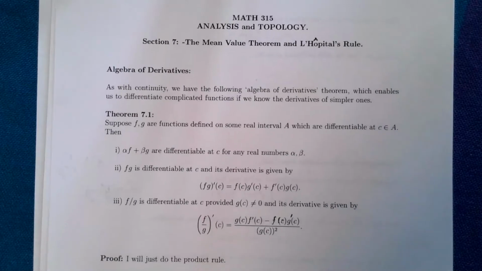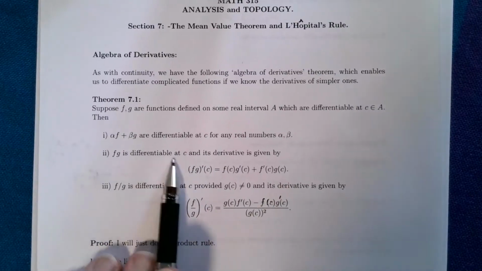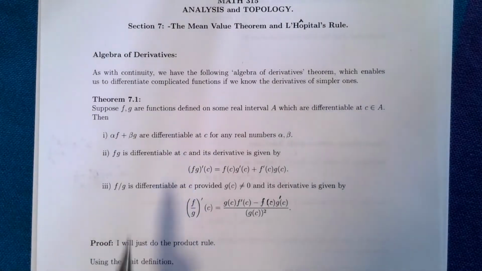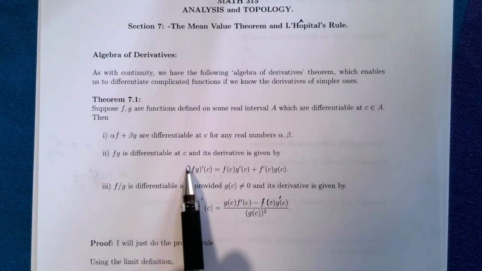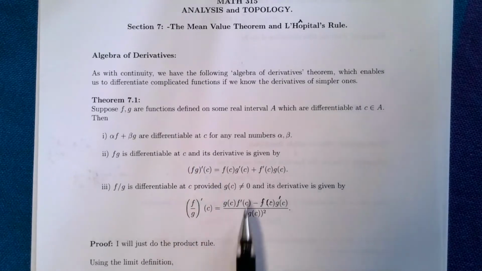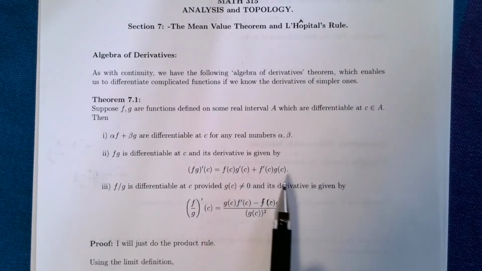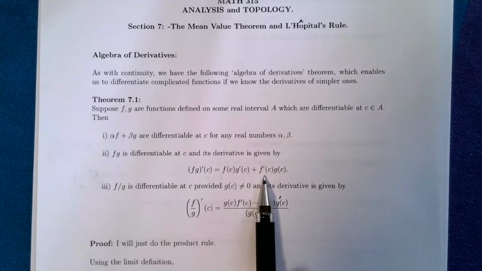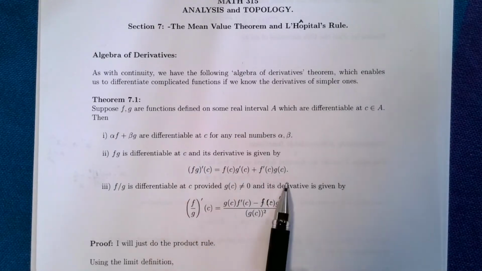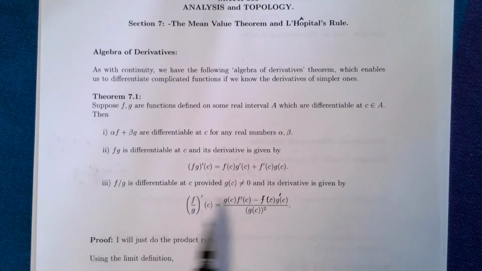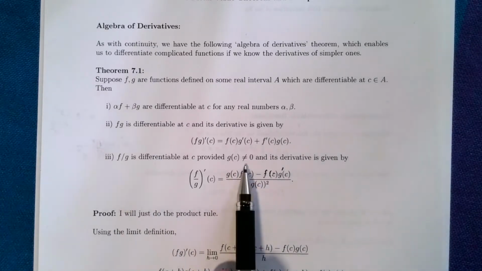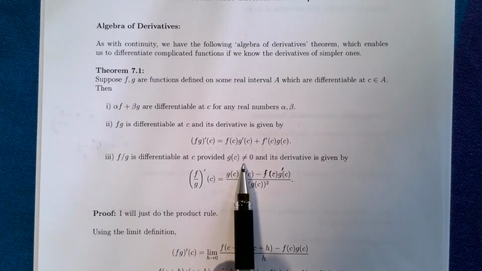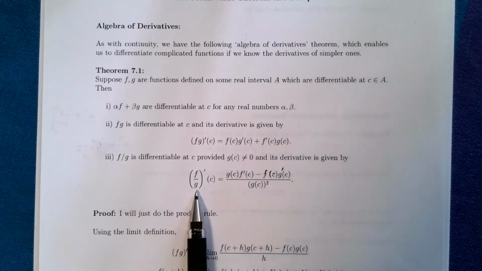Also, the product of two differentiable functions is differentiable, and the derivative is given by the so-called product rule, where you differentiate the product of two functions: you copy the first, differentiate the second, plus copy the second, differentiate the first, and then you evaluate that at the point c. And finally, the quotient of two differentiable functions is also differentiable, provided you don't divide by 0 anywhere. The derivative there is given by the quotient rule.